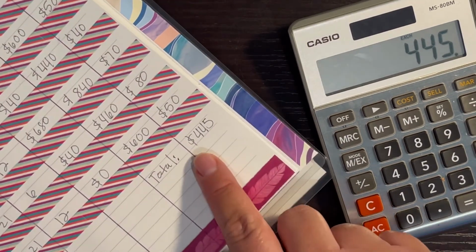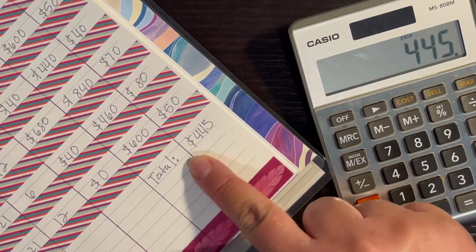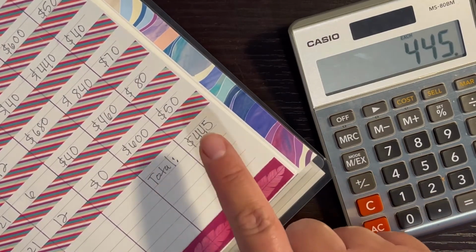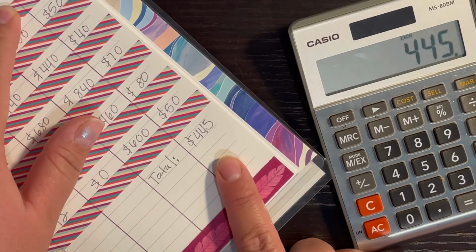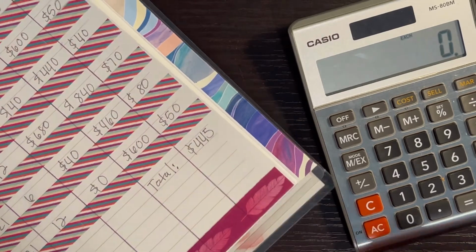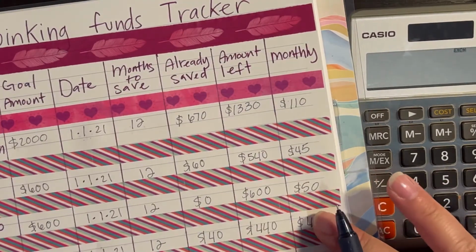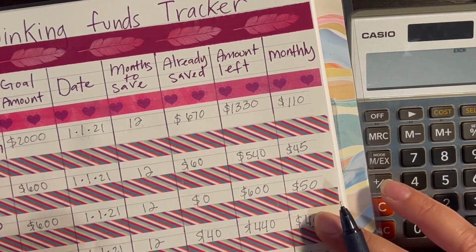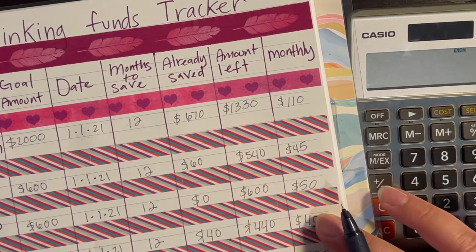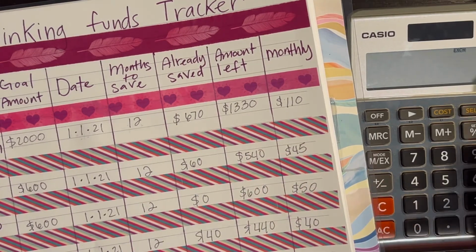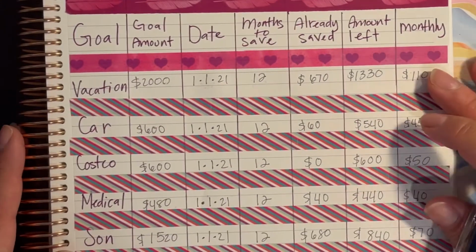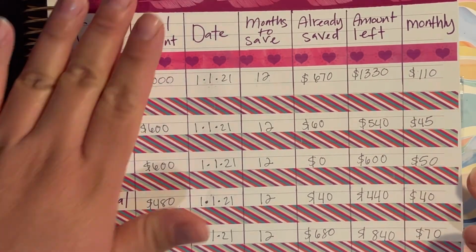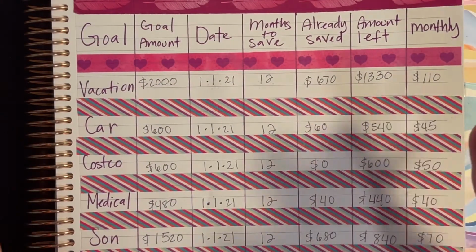So for my total, $445. Can you guys see this right here? Okay. $445 is what I'm going to have to be putting into my sinking funds every month. And obviously this can be adjusted if you have more income or less income. You can stop funding some accounts, which is what I did this last year. But basically it's going to look like this. This is going to be my goal for my sinking funds.